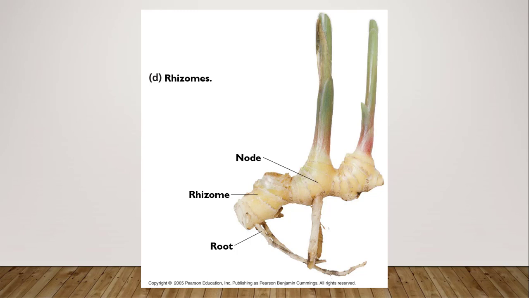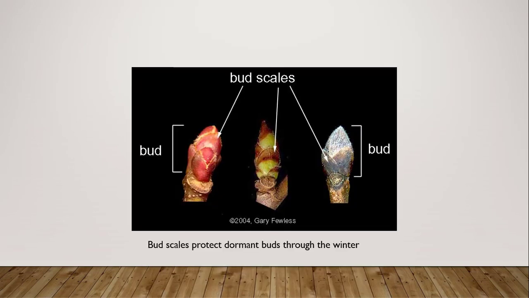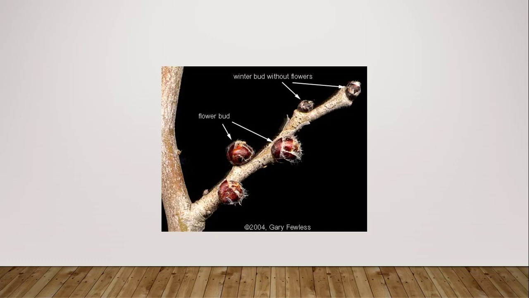Here are rhizomes. And so these little lines going across these rhizomes, those are actually the nodes. And just so you know, a lot of plants have bud scales to protect their dormant buds through the winter. And here's a couple of different buds that you see. The fuller looking buds tend to be the flower buds, and the other buds are winter buds without flowers.